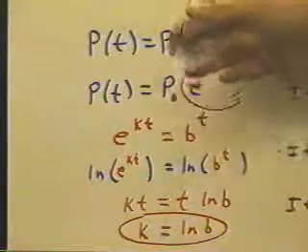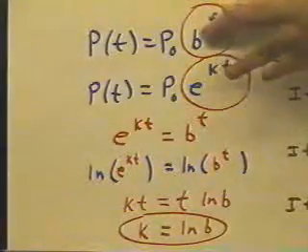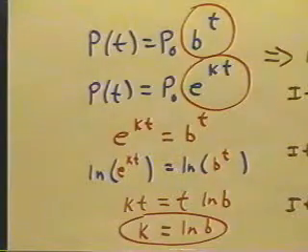P naught is obviously going to be the same in both equations. T is the same. The only thing that's different is we got a k up in an exponent and a b down in a base. How are those two parameters related?